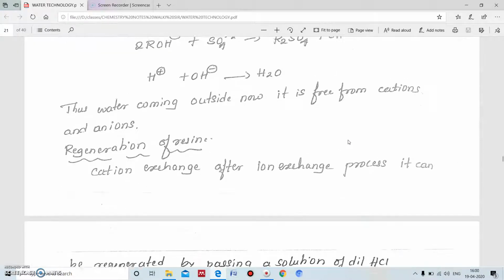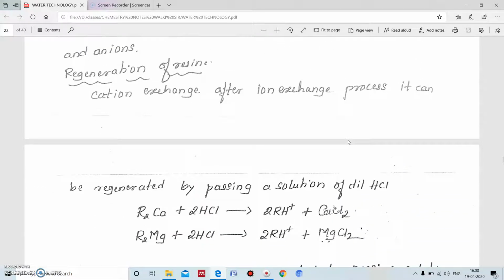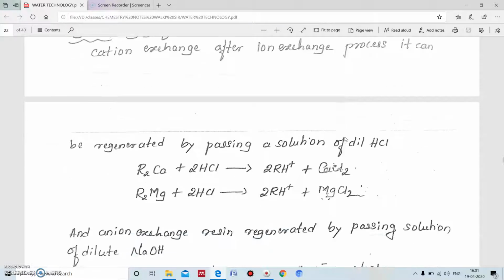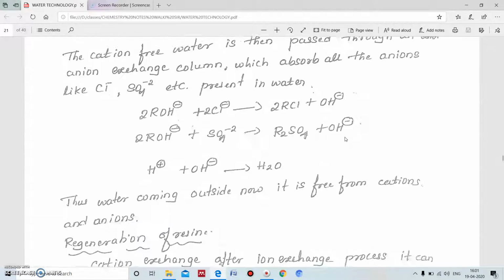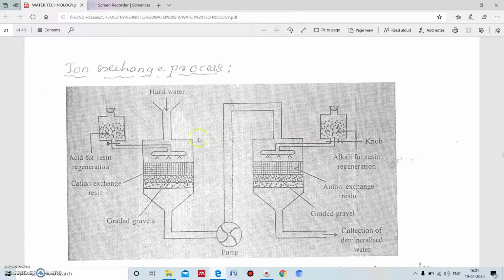Then this resin can be used again and again. But before using it, we have to regenerate the resin, because here the cation resin, instead of ionizable groups, contains Ca and Mg, and the anion resin, instead of OH-, contains negative anions like chloride and sulfate. So we have to regenerate the resins first.